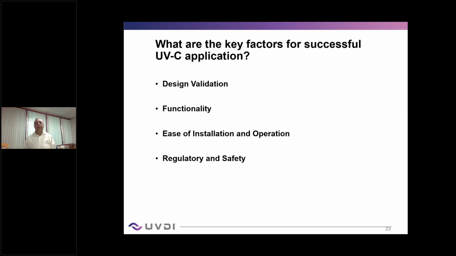So key factors for successful implementation: of course, your design has to be correct, and it has to be validated. Anyone who's doing some modeling, you should ask that question: how's that model, have you validated it? Does it work? Can you give some backup or certification for that? And then the functional design, easy to install and operate. And of course, that product has to meet all the electrical regulatory and safety limits, whatever UL standards are related to that, and UV exposure.